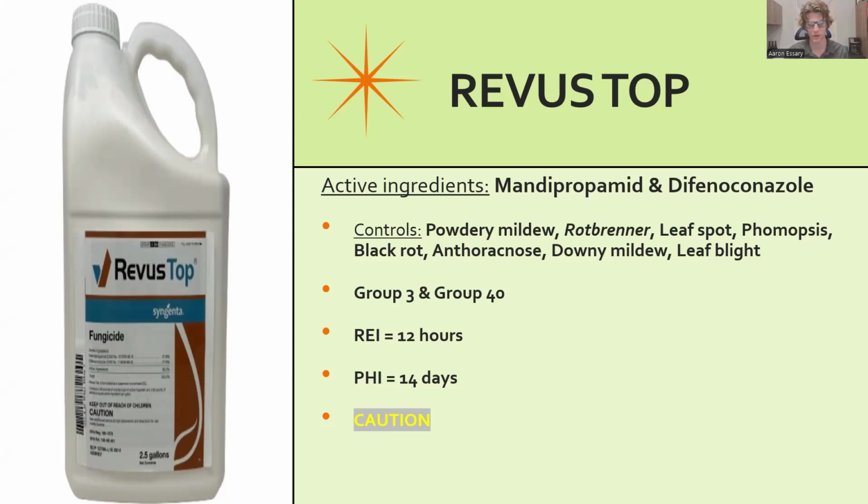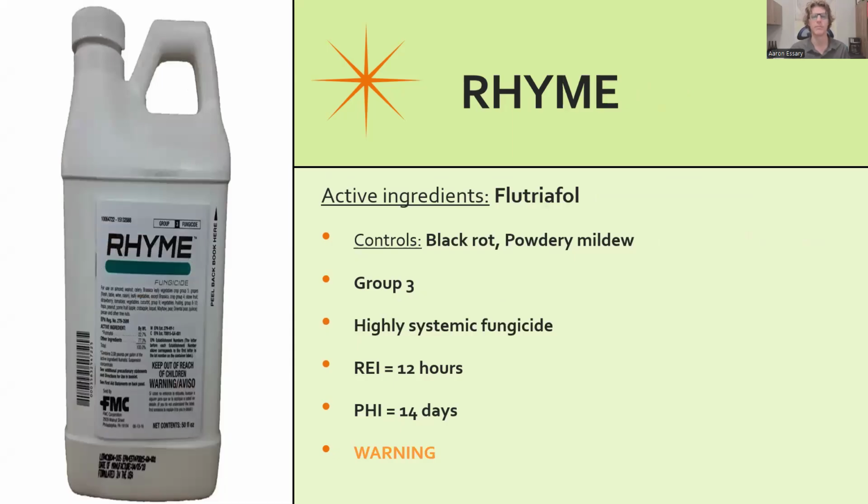Okay, I'll just keep going here. Rhyme. Okay, this is one that I use from time to time. Some of my experiments are with this fungicide, actually, like my PhD work. The active ingredient in Rhyme is flutriafol. Controls black rot and powdery mildew.